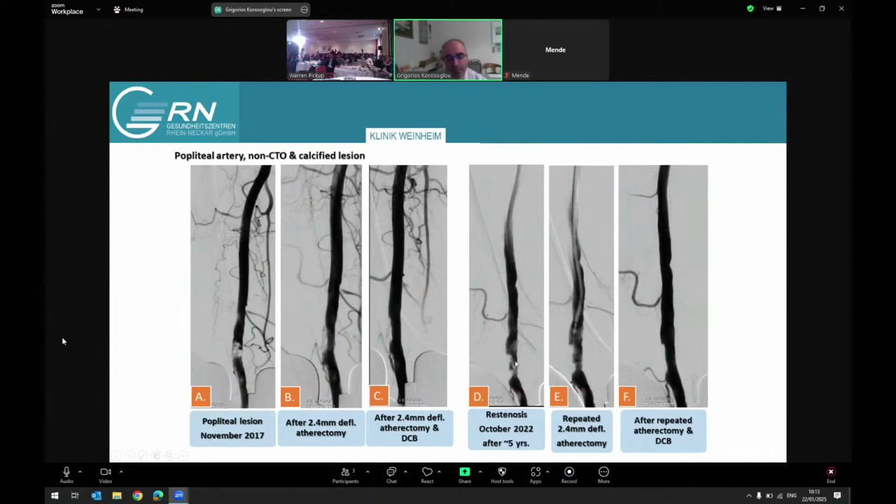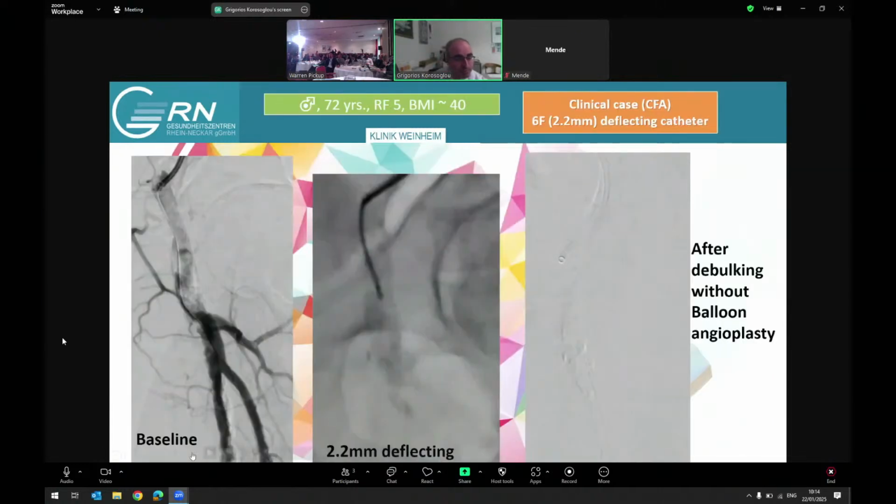But to make the point, even if you have failure of this procedure, we can again do atherectomy and achieve a good result. And of course, it's important also to have these patients at follow-up and at close surveillance by the angiologist or by the cardiologist or vascular surgeon.